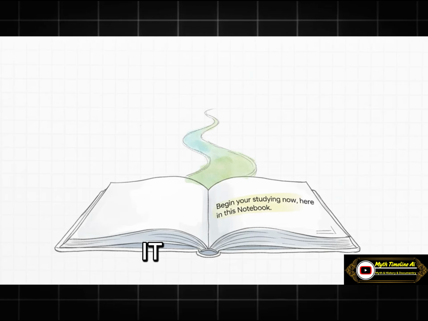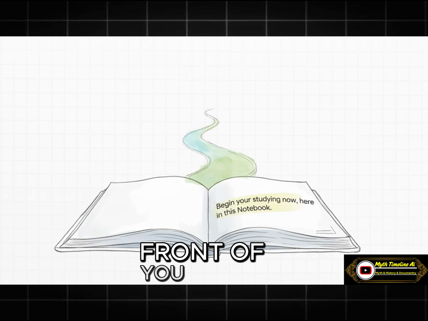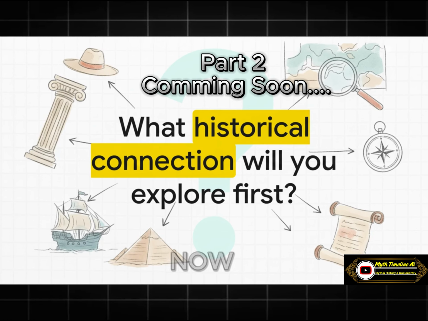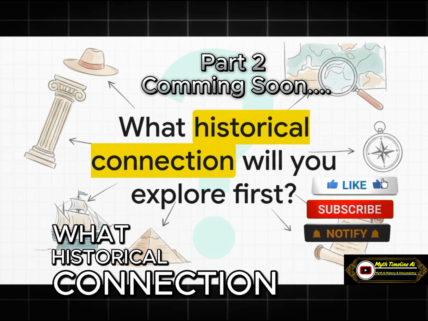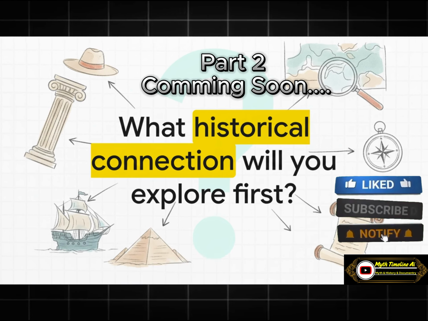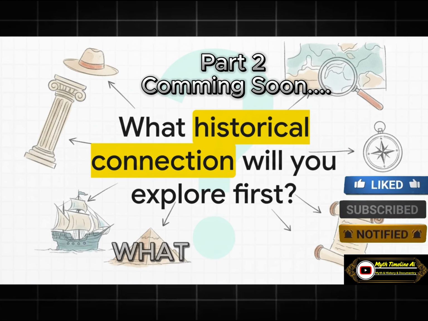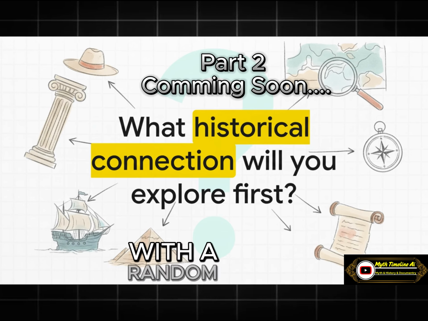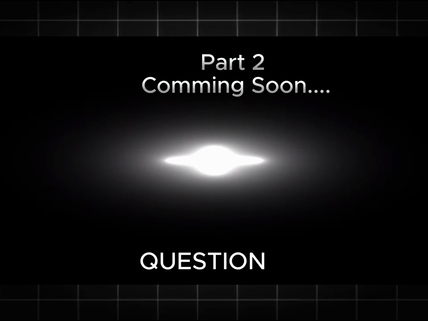So there you have it. You've got the structure, you've got the strategy, and you've got the tools right here in front of you. The only thing left to do is to dive in and get started. So let's start thinking like a historian right now. Stop asking, what do I need to memorize? And start asking better questions. What historical connection are you going to explore first? What comparison are you going to make? What chain of events are you going to trace? Your review starts not with a random fact, but with a great question.